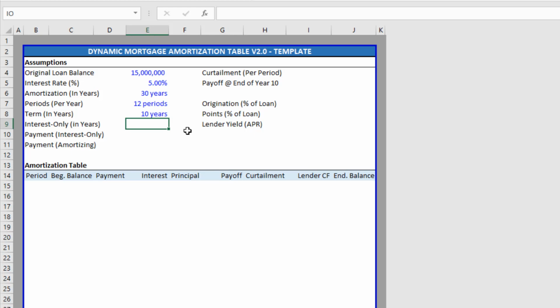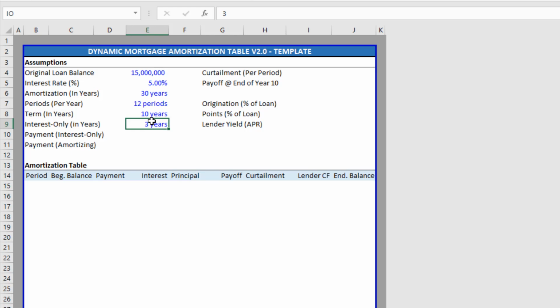Then we have interest-only periods. Again, a common feature in commercial real estate loans. You may have a certain number of years where the payment is interest only. No principal is going to pay down the loan balance in any given period. So here I'm going to say 0. Actually, let's put 3. And what we'll see then is there will be no principal paid towards the loan balance in the first 3 years.